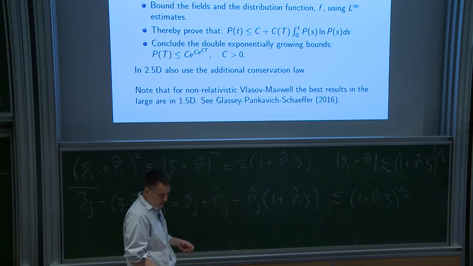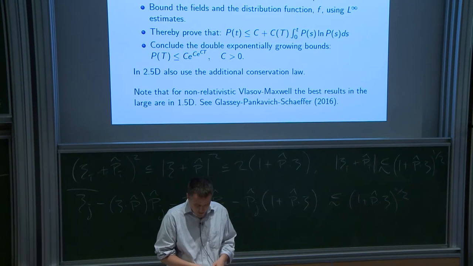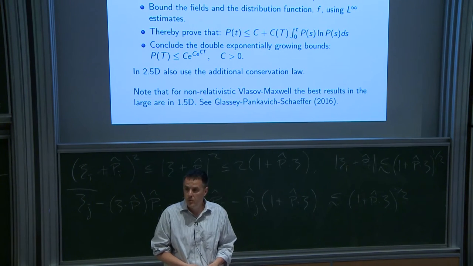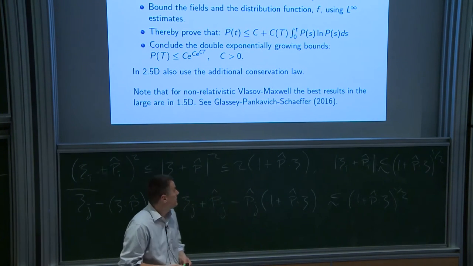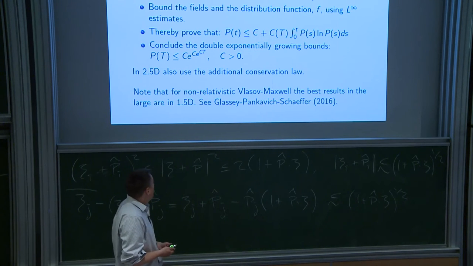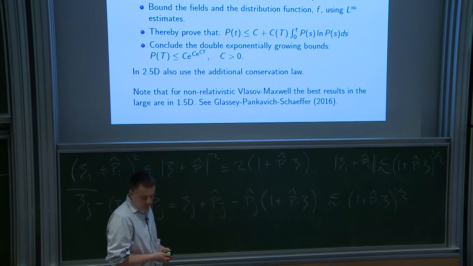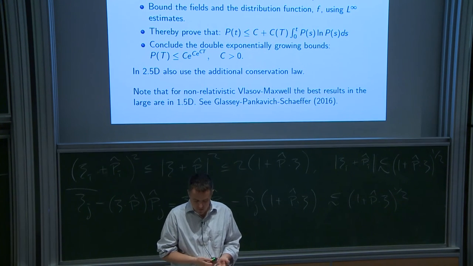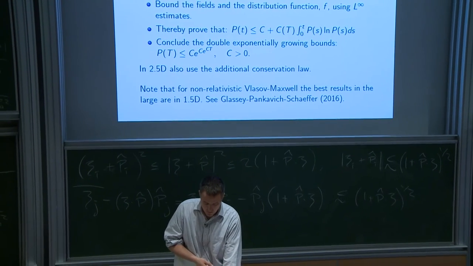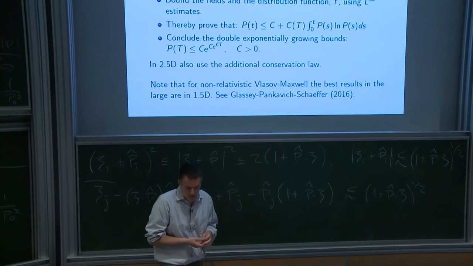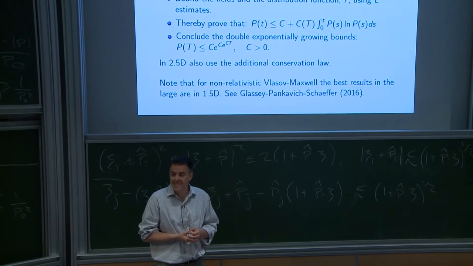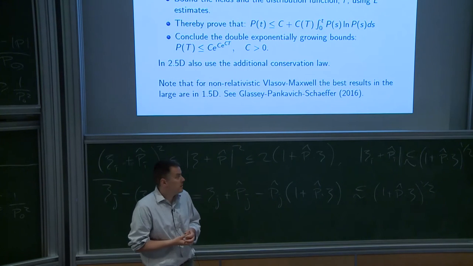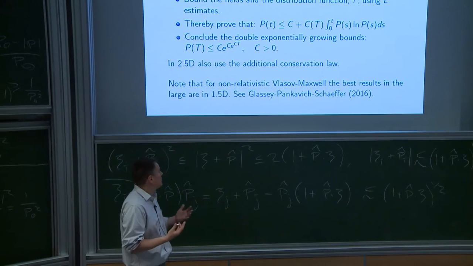Okay, so there's an additional conservation law. I told you about it before, and that's also important in the 2.5D proof. You have to use that carefully. And so this is what you get for 2D Vlasov-Maxwell in the relativistic case and 2.5D. It's worth pointing out that for existence and uniqueness, if you go to the non-relativistic case, then the situation is worse. You have to go to lower dimensions.